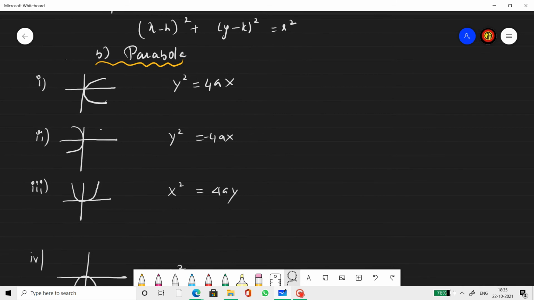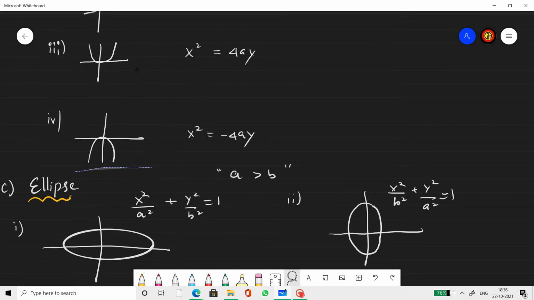Next is a parabola. There are four types of parabola. The one that is open towards the right side looks like this, and the equation is y square equal to 4ax. The one that opens to the left side will look like this. Equation is y square equals minus 4ax. The one that is open upwards will look like this, and equation is x square equal to 4ay. The one that opens downwards will look like this. Equation is x square equal to minus 4ay.